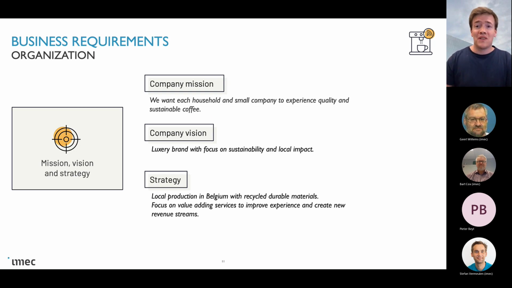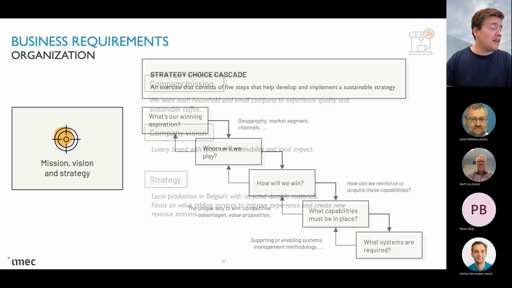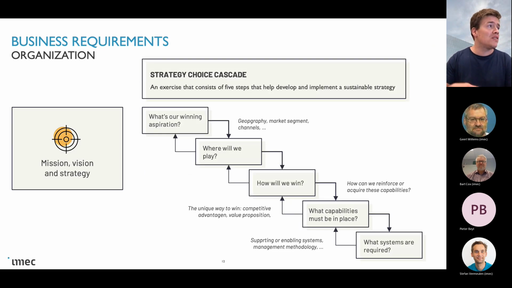To come up with a good strategy, I have a tool here, a method called the strategy choice cascade. It's an exercise that you can execute in order to come up with a good strategy. I'm not going to go into detail here. It's just a way to describe or come up with one.